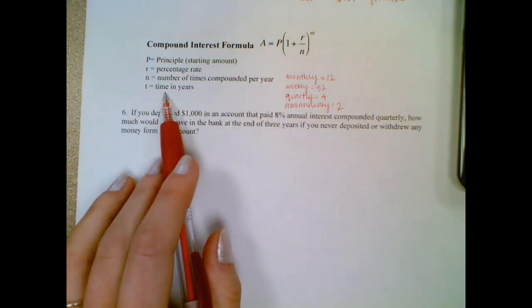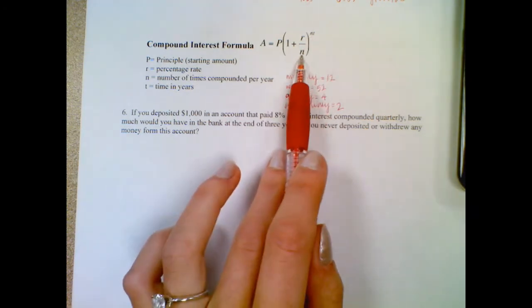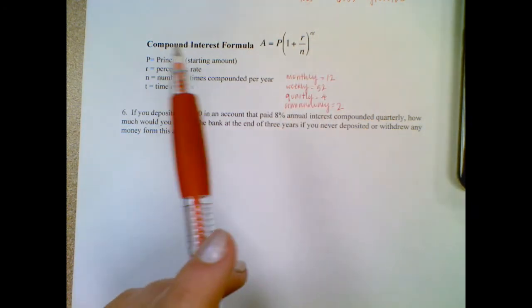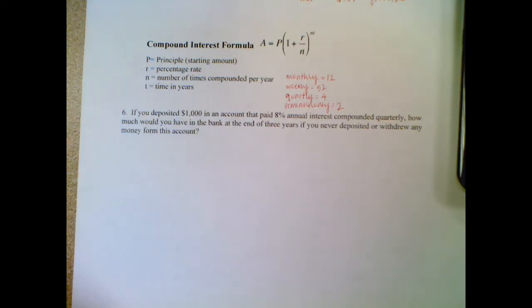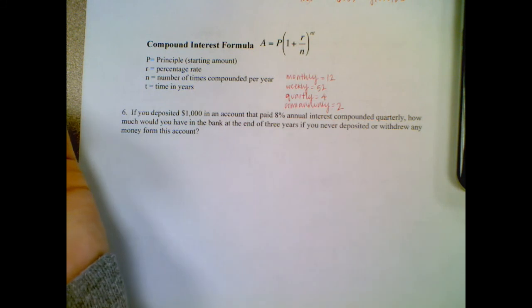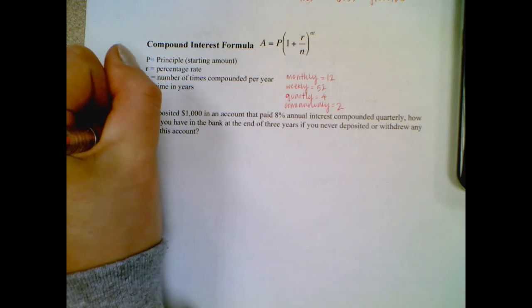And then t is the number of years. Notice that n gets plugged in the fraction and up here as the exponent, okay? So just be aware of that. All right, so an example of this is if you deposited $1,000 in an account that paid 8% annual interest compounded quarterly, how much would you have in the bank at the end of 3 years if you never deposited or withdrew any money from this account?